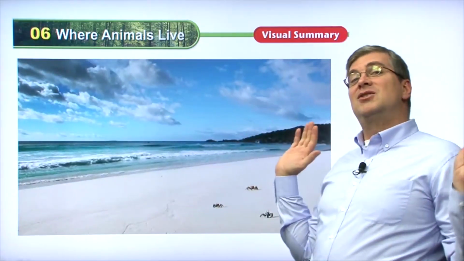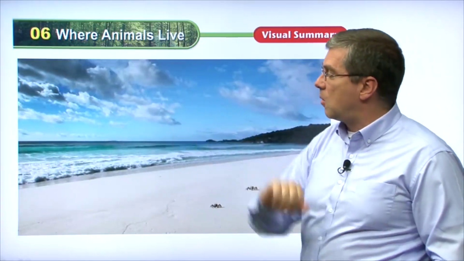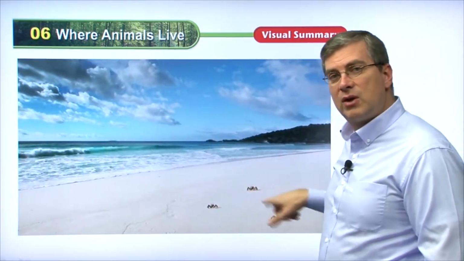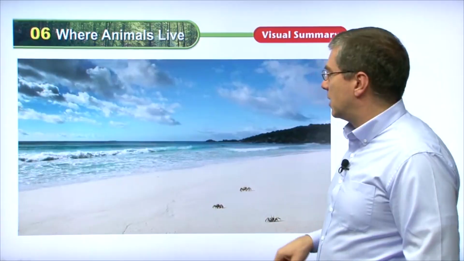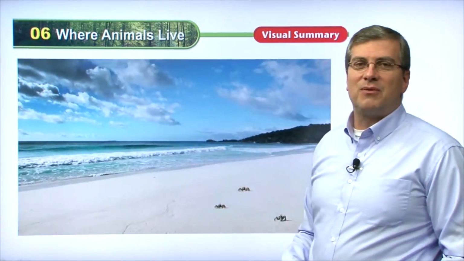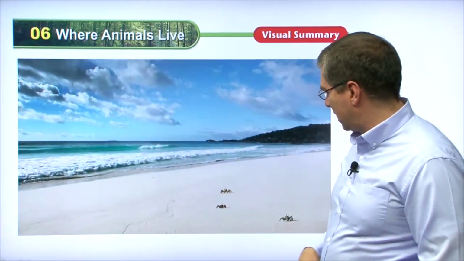You could lay on the beach, get some sun. You can go swimming in the water. You can catch a crab for your dinner. Okay, so an ocean is another type of habitat. A lot of different types of animals will live there.